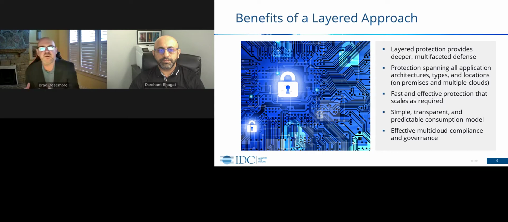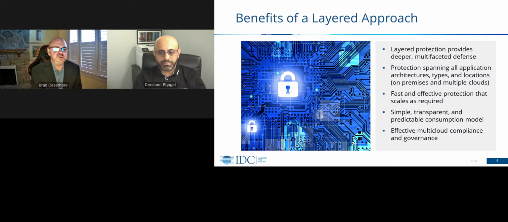And ideally, you may be trying to achieve that posture between your on-premises environments and your clouds with things like Kubernetes. And you want to be able to have fast and effective protection that scales as required. As I said earlier, it has to be very cloud-like in its elastic scale. And you want it to be simple, transparent, and predictable in terms of the consumption model. Again, very much like the cloud, where you are looking at paying via consumption, you're looking at your elastic consumption, you're looking at a subscription model for this service, and also the cloud delivered aspect that I talked about earlier.